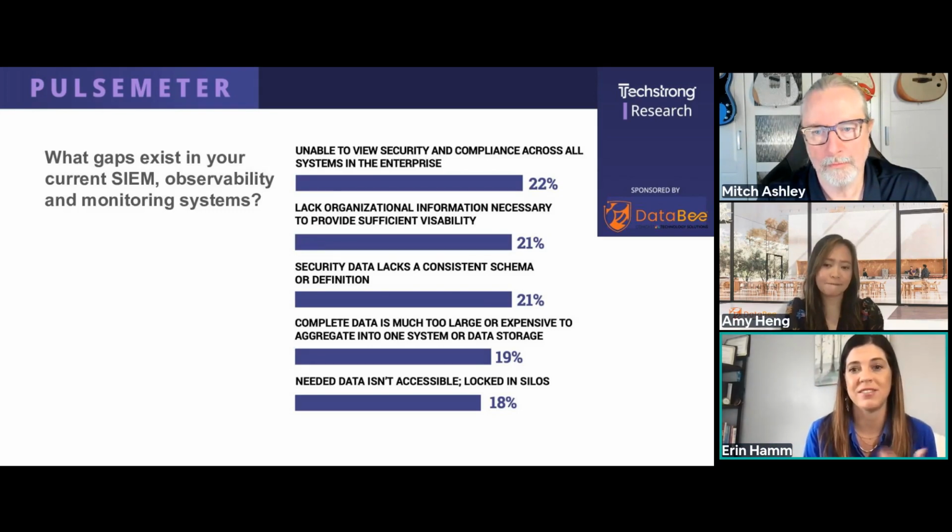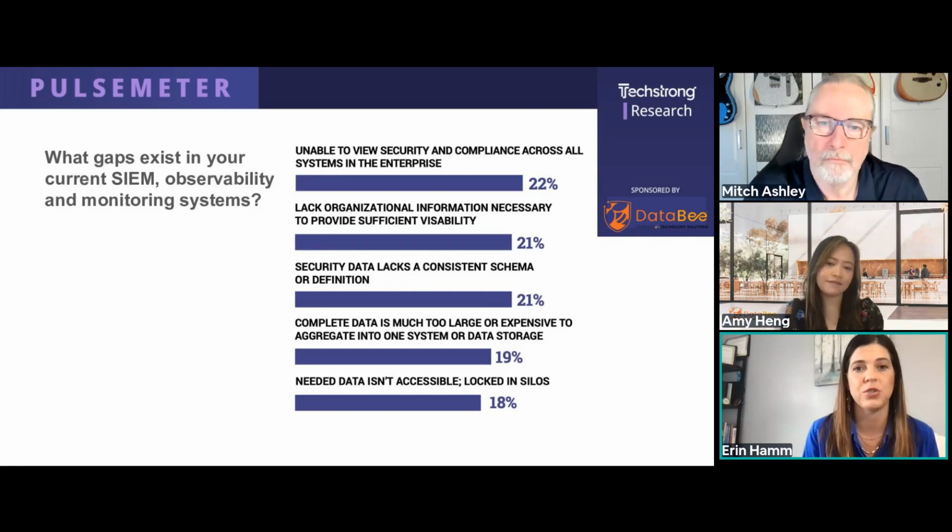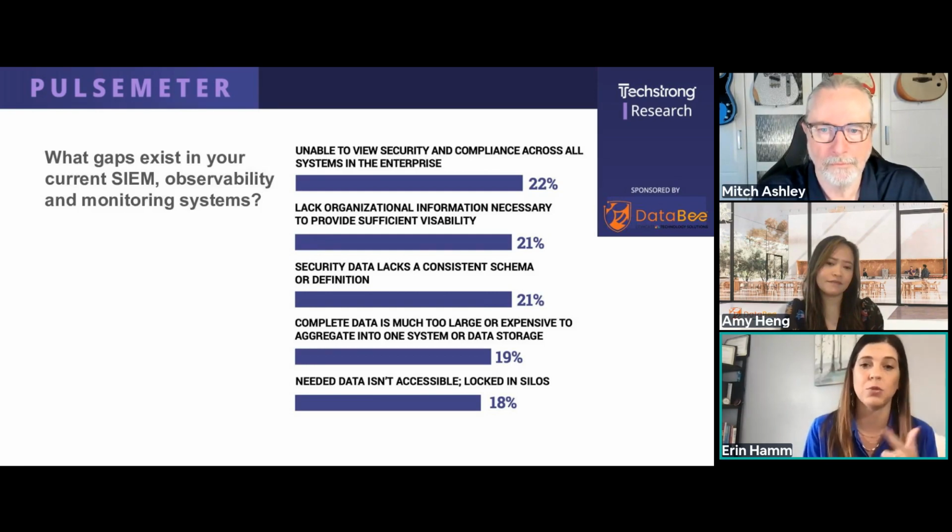That might be because, we see here, 21% say they have a lack of a consistent schema. There are a lot of schemas that exist out in the market. Within the Data B product ourselves, we are utilizing the OCSF schema, the Open Cybersecurity Schema Framework. It is designed for the SOC and cybersecurity analysts to find all of the data they're dealing with, whether it's on-prem, traditional tools, in the cloud, or various vendors.